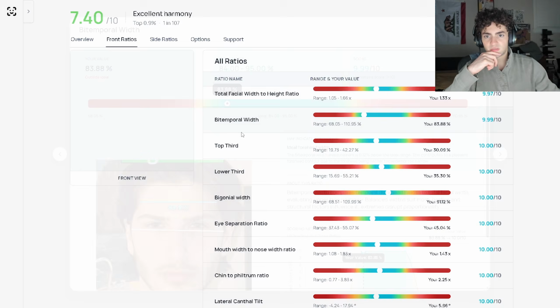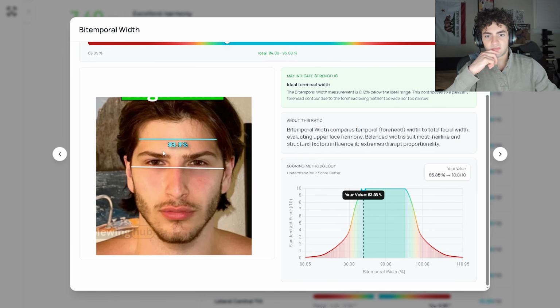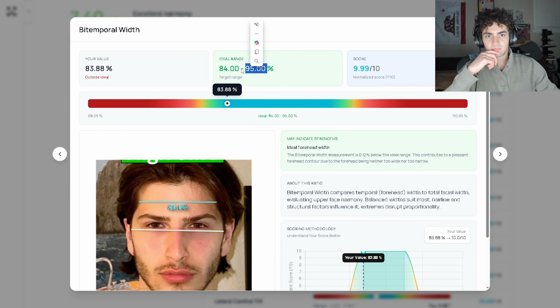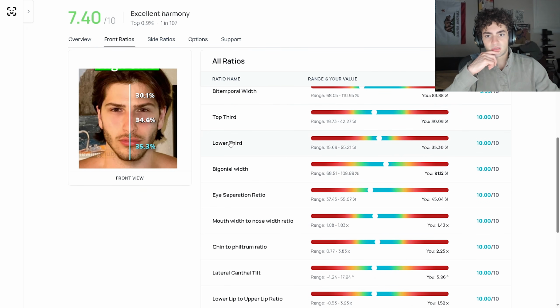By temporal width, his is 84%, which means the width of his forehead or temples is 84% the width of his cheekbones. You want it to be from actually 84 to 95, but his is just below. So not really a flaw at all, to be honest, so we don't have to really go over it. Top third, good. Lower third is good. His lower third is nice and dominant, as it should be.